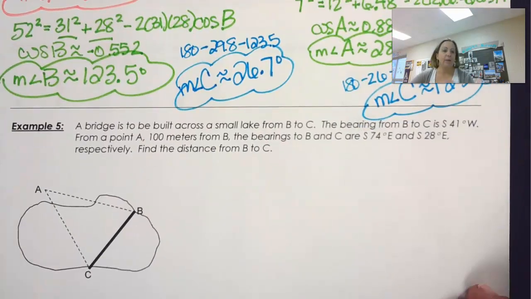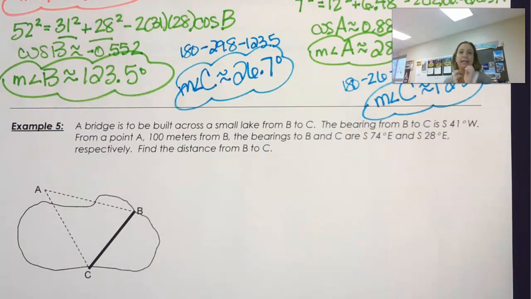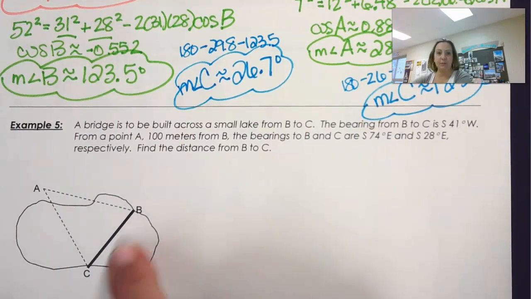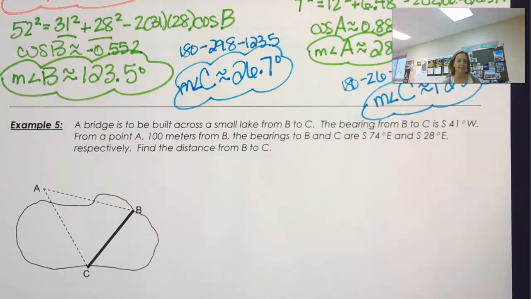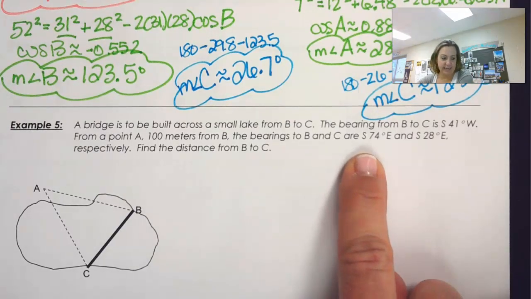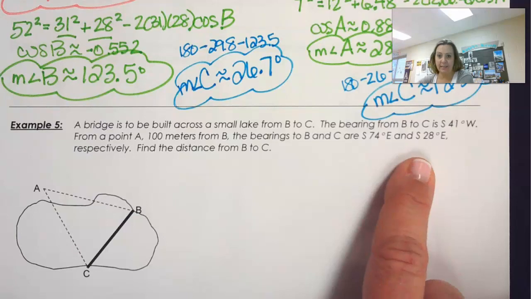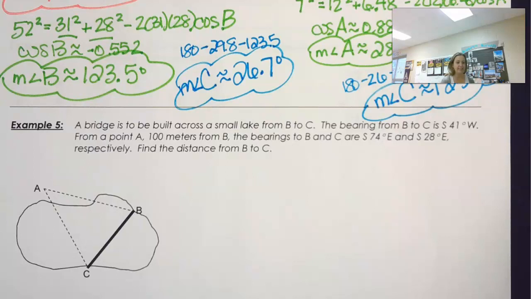Example 5. A bridge is to be built across a small lake from B to C. So here's our little bridge. The bearing from B to C is south 41 degrees west. From a point A, 100 meters from B, the bearings to B and C are south 74 east and south 28 degrees east, respectively. Find the distance from B to C.